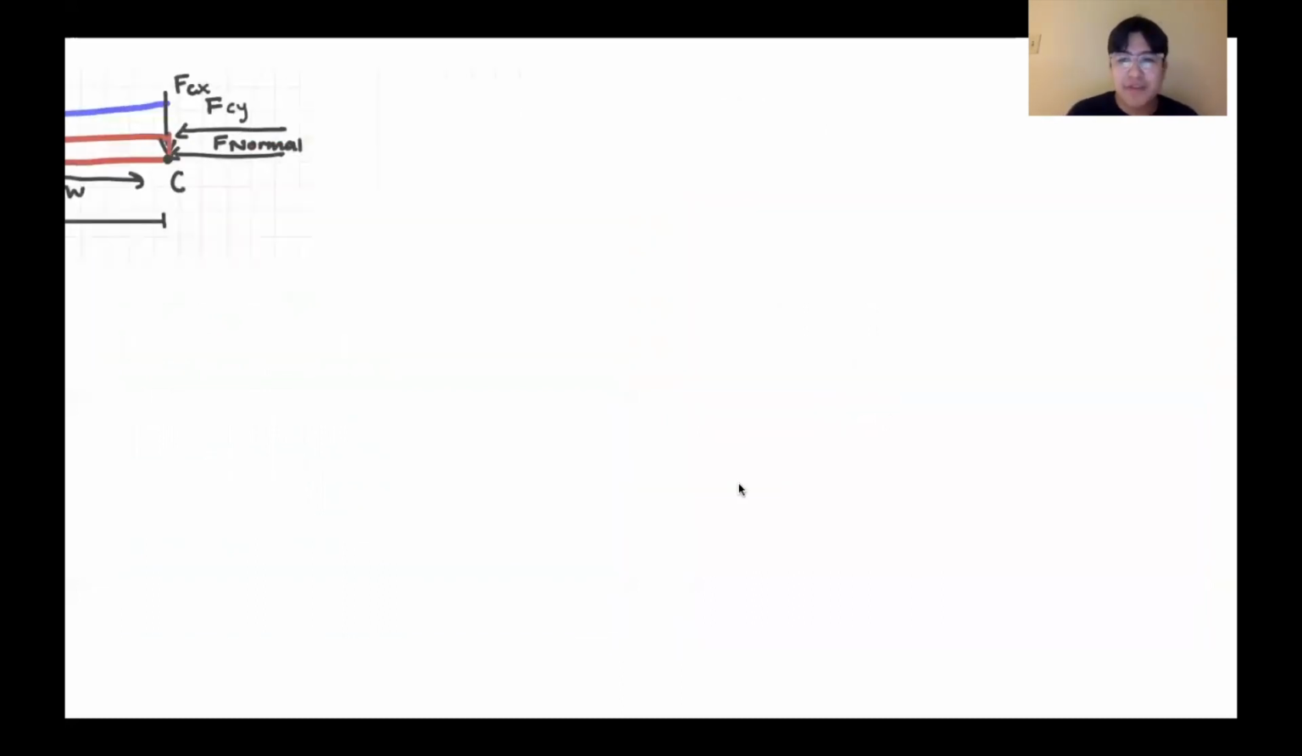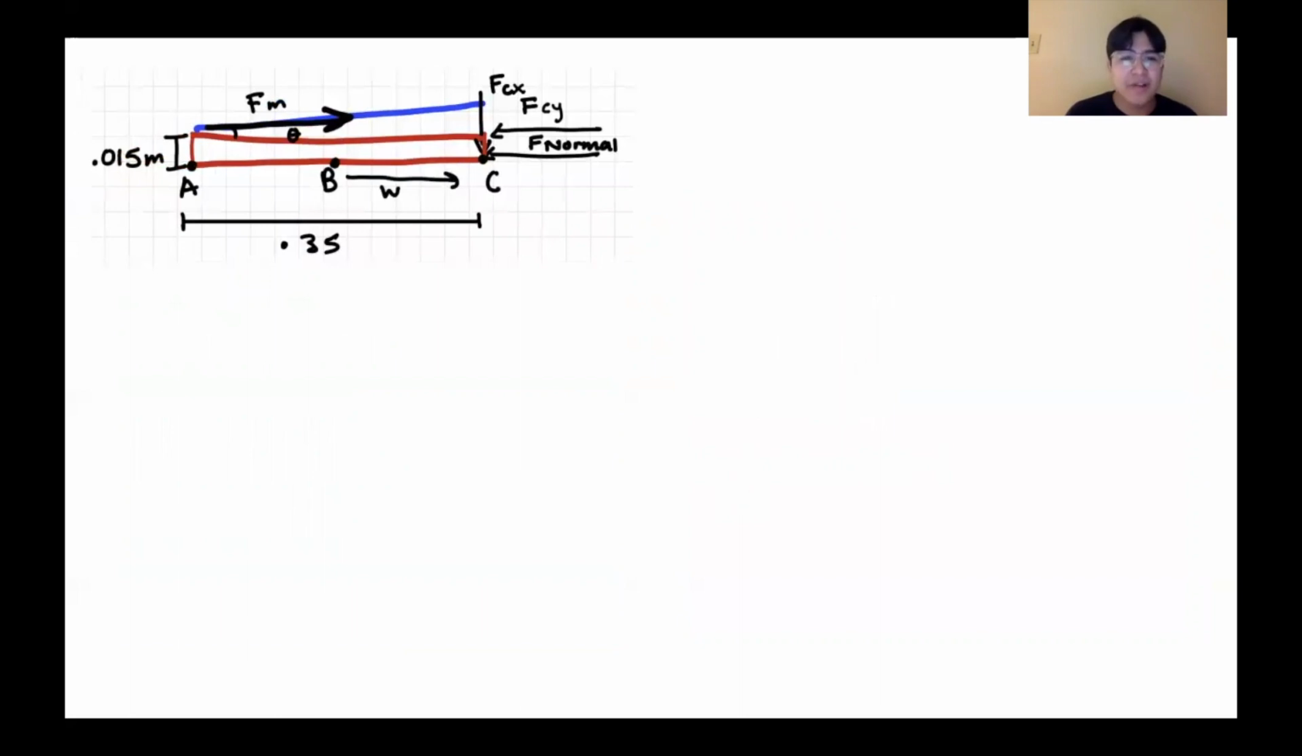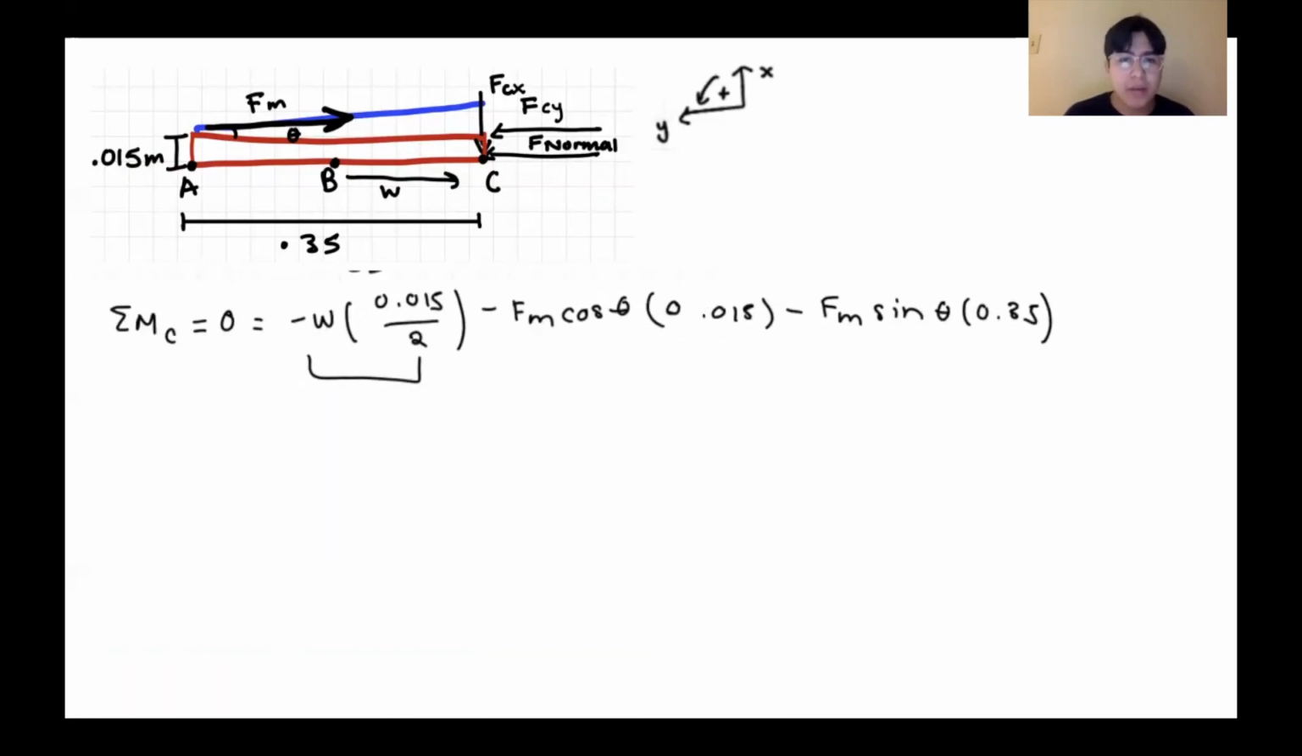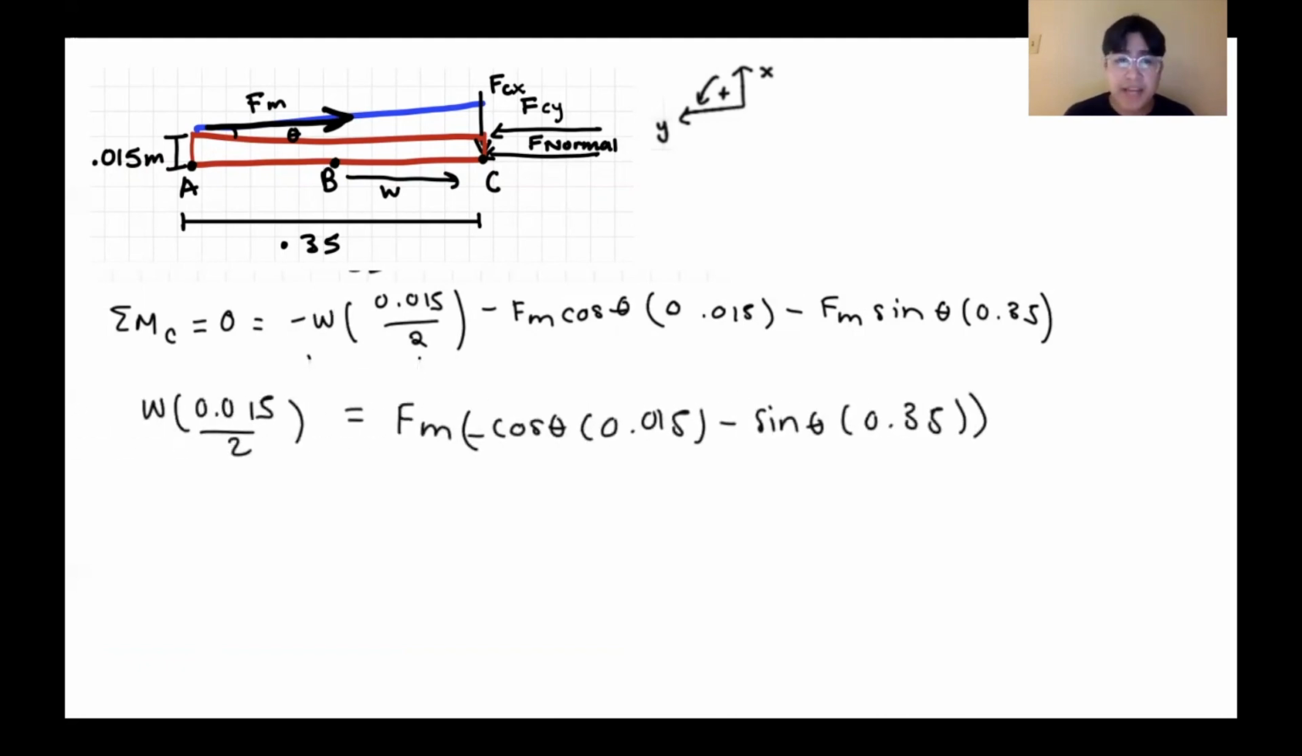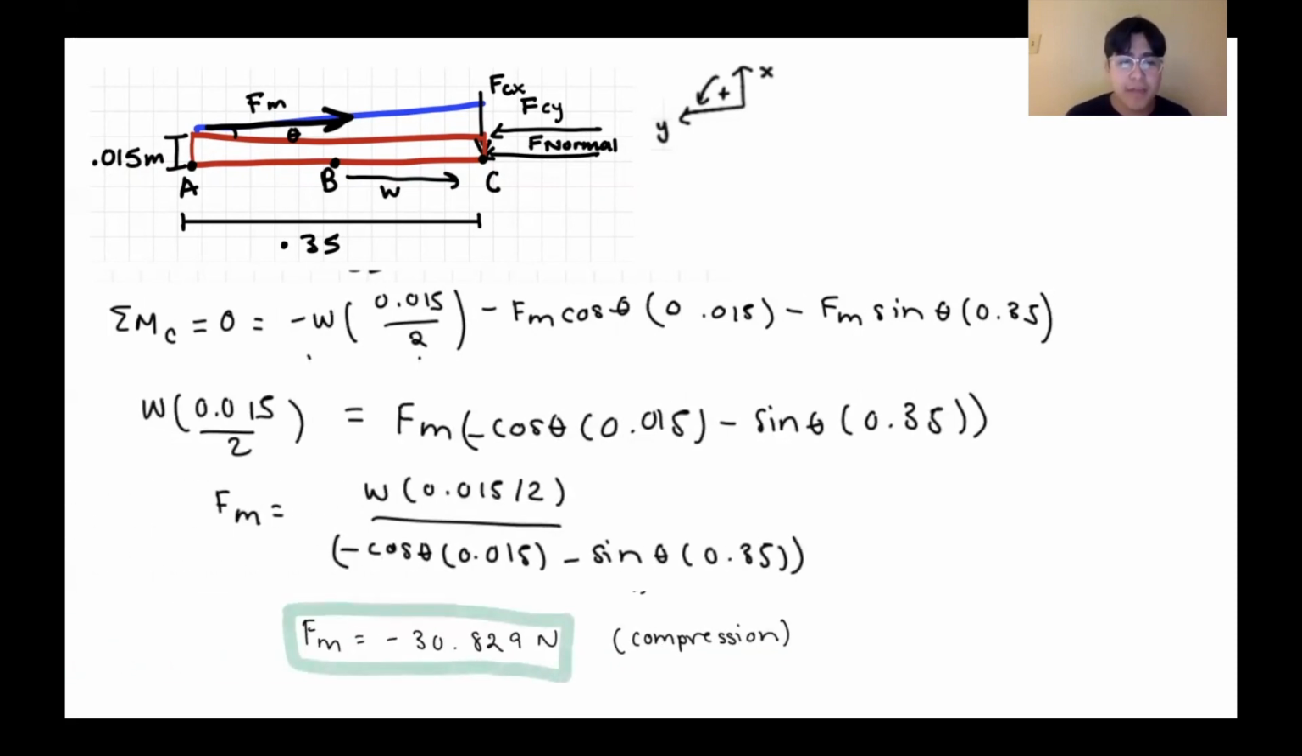Here we have our free body diagram again, and our knowns plugged into the free body diagram. Then we have our orientation, where X is going up and Y is going left, and we have counterclockwise positive. Then we solve for the sum of moments about C equal to 0 because this is a static equation, and we set it up and solve for Fm. Fm is negative 30.829 newtons, and this is a compressive force.